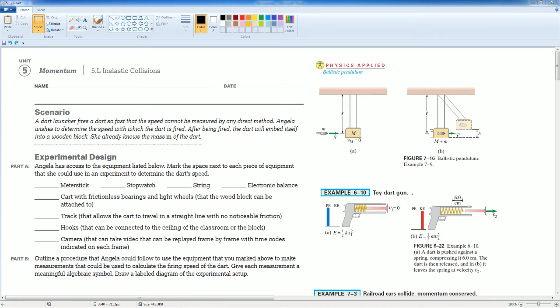Welcome, this is the AP Physics Workbook tutorial. This is Unit 5, Momentum. The section is 5.L, Inelastic Collision. Here you can read the scenario to yourself.